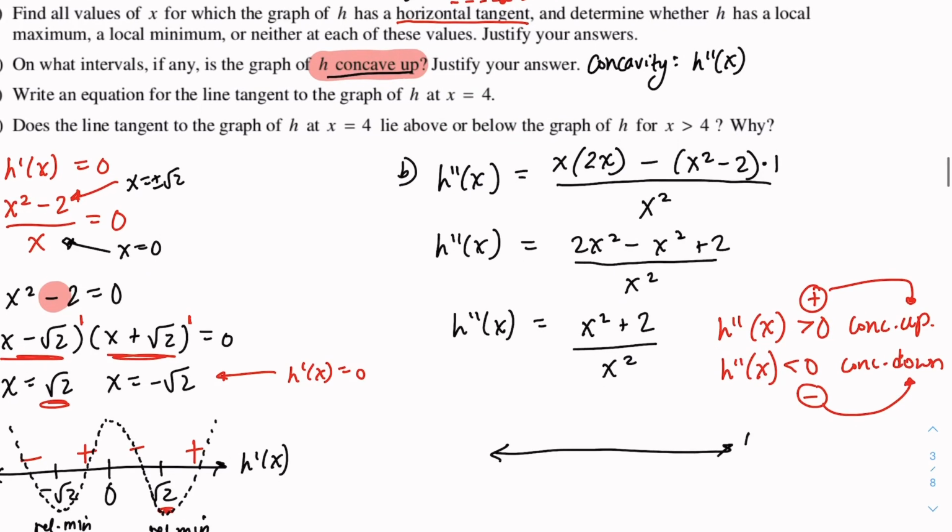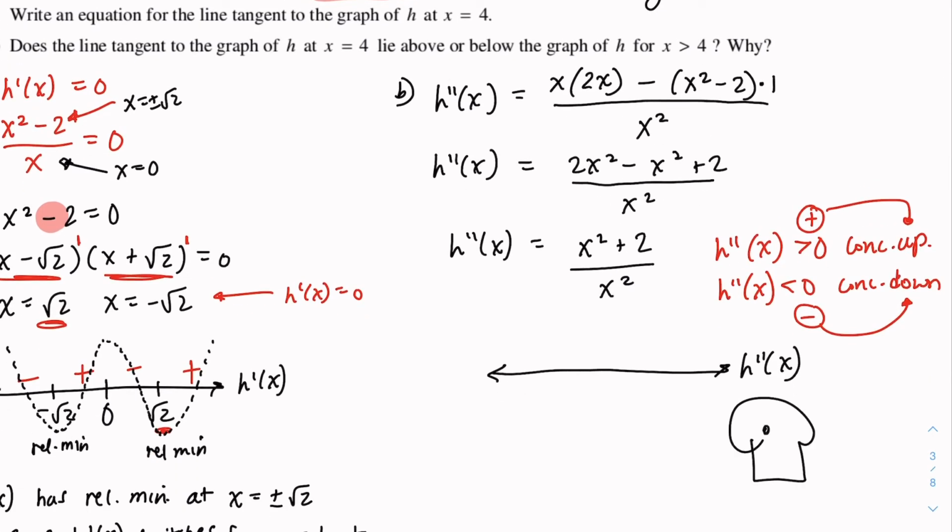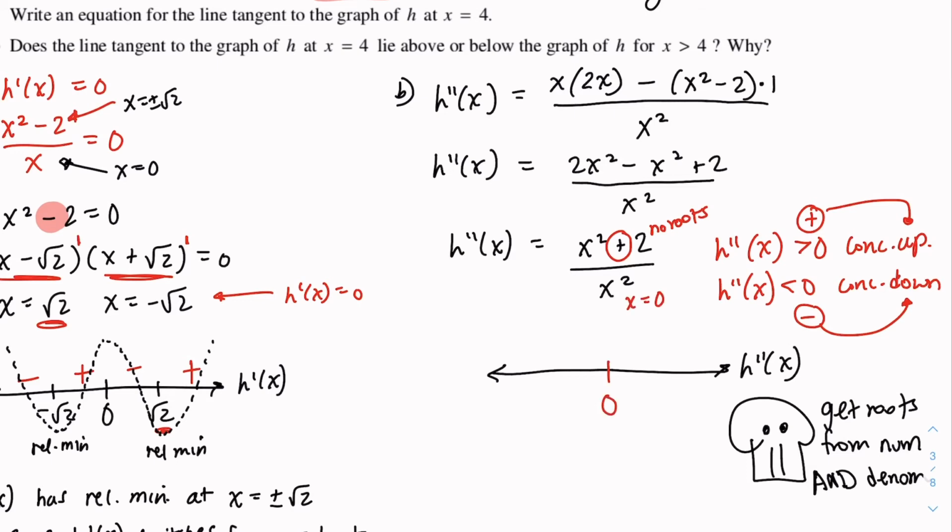Since we're dealing with the second derivative, let's label our number line. And as before, we need the roots from the numerator and the denominator. So let me put a skull here, commonly forgotten. We need to get roots from the numerator and the denominator. So checking out the top, notice we have a sum of squares, so we have no roots from the top. Our denominator yields a root of 0, so that's the only thing that will go on our number line.